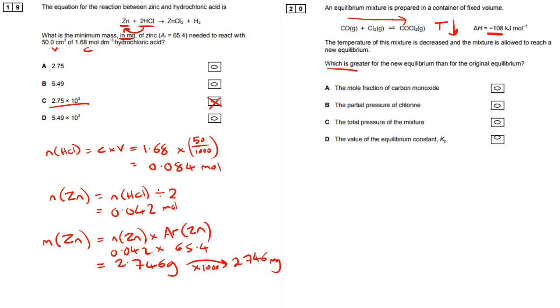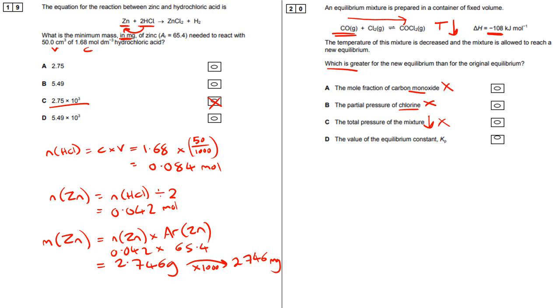So what's going to be greater? Well, the mole fraction of carbon monoxide is going to be less because equilibrium is shifting to the right. Partial pressure of chlorine: if you're making less moles of CO and less moles of Cl2, the mole fraction of both carbon monoxide and chlorine are going down, as are the partial pressures. What's going to happen to the total pressure? Equilibrium is going to shift to the side with fewer moles of gas because it's moving this way as the temperature is decreased. So the total pressure of the mixture is going to go down as well.